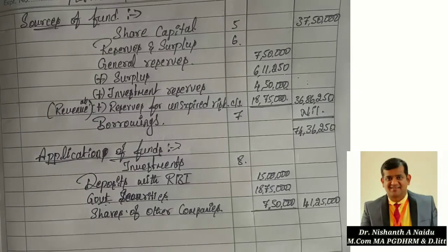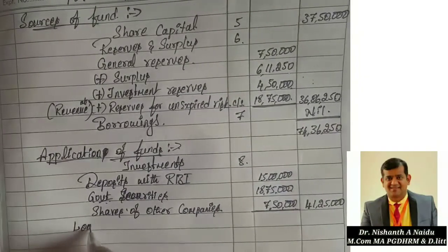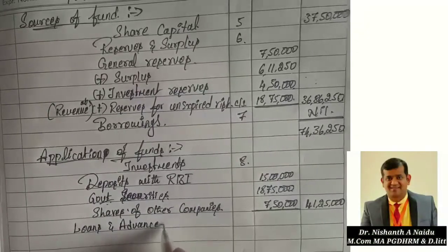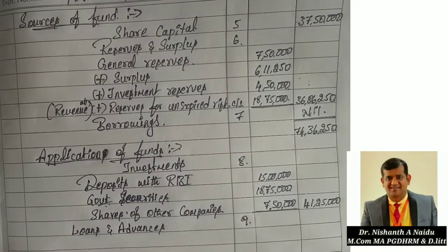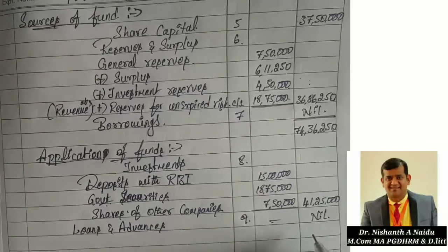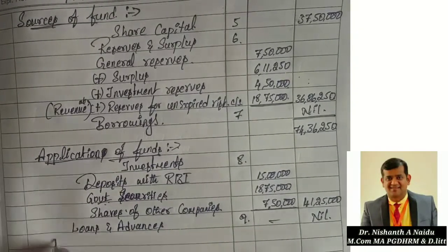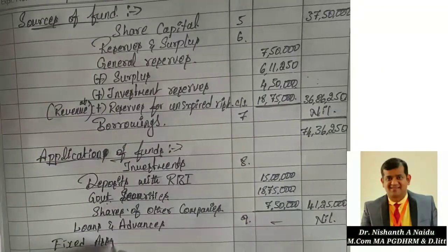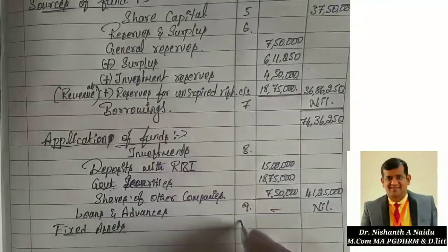So 41 lakh 25,000. So next is loans and advances, schedule number 9. Loans and advances, schedule number 9. So any loans, any advances, if we have that we can mention. So since there are no any loans and advances, it is going to be nil. Next we have fixed assets. Fixed assets. So that comes under schedule number 10.